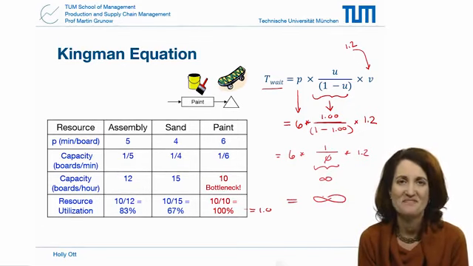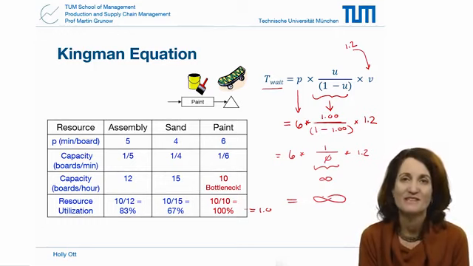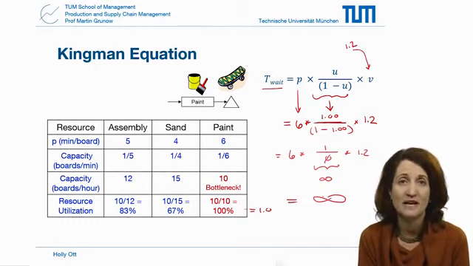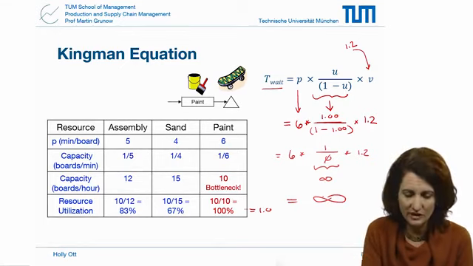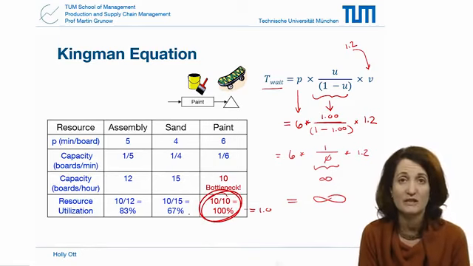How can this be? Well, what's actually happening is very easy to understand. Remember, we needed to keep paint working all the time. Why was that? Well, that's our bottleneck. It's got to keep working. It has no chance to take a rest. And that's of course why the utilization is 100% here.